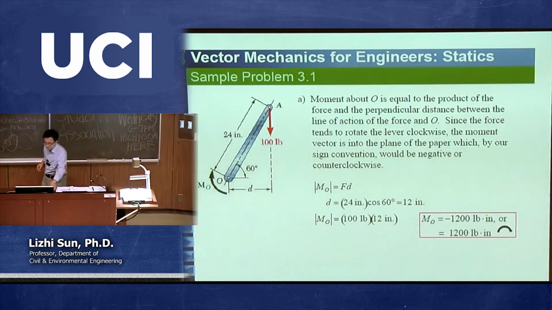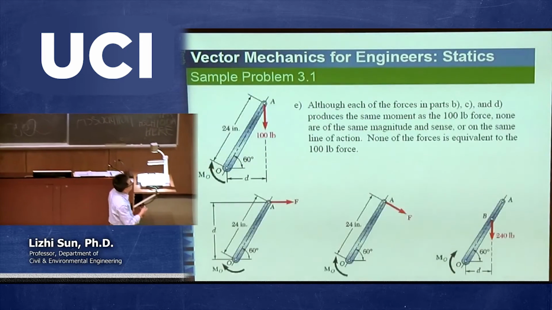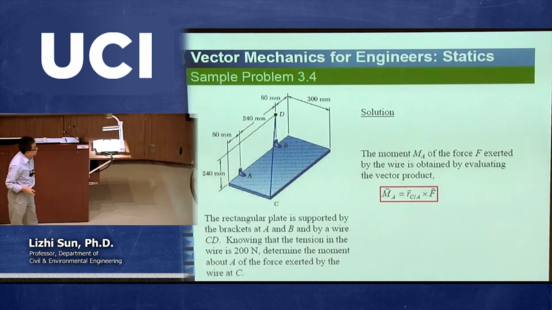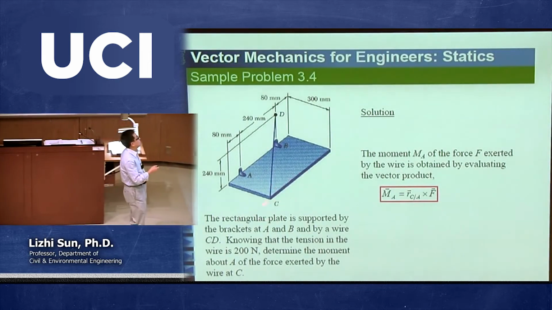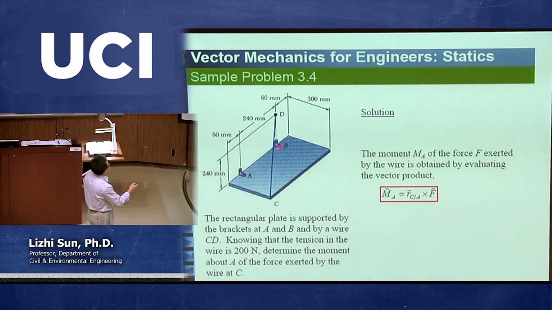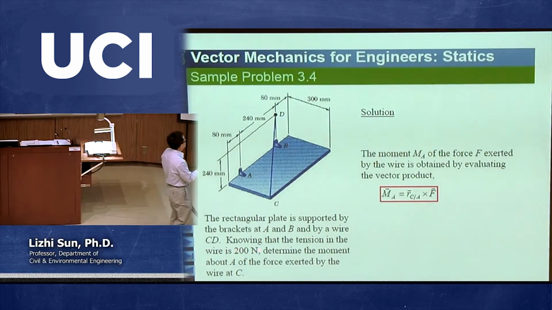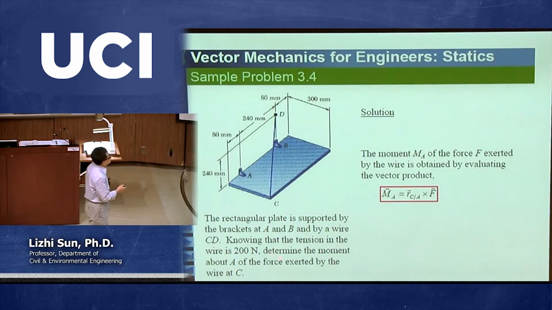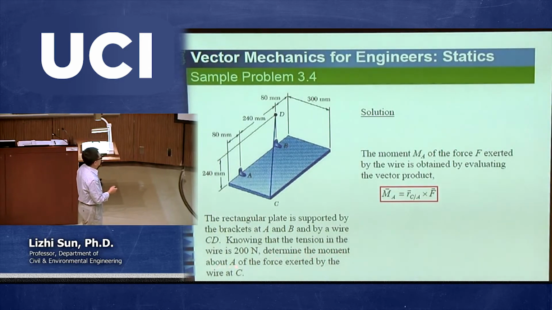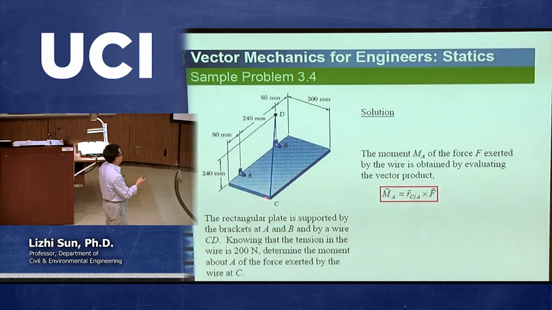Okay, so now let's move to another example I briefly talked about last time as well. This one. This is a typical three-dimensional problem, calculating the moment of a force about a given point. We see a rectangular plate here, supported by A and B here, and also in addition supported by a wire or say cable CD. We know the magnitude of the force in cable CD is 200 Newton. Now we need to determine the moment about point A of this force exerted by the wire at point C. So at point C, there is a force given by this cable.